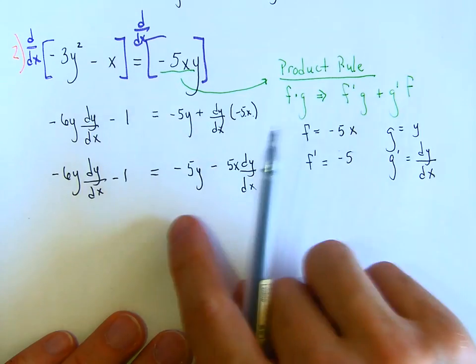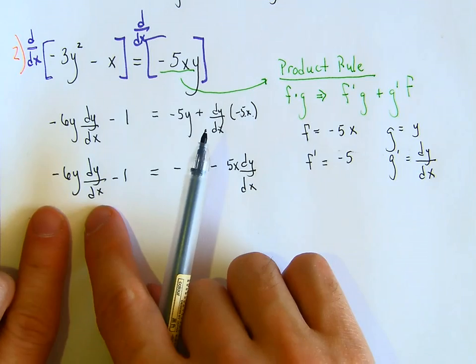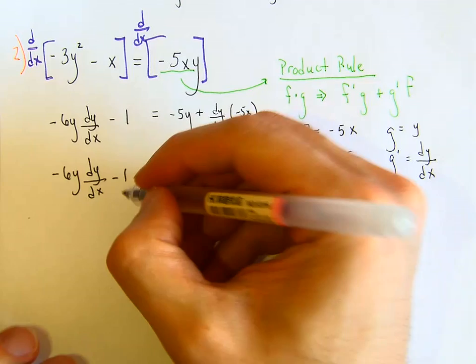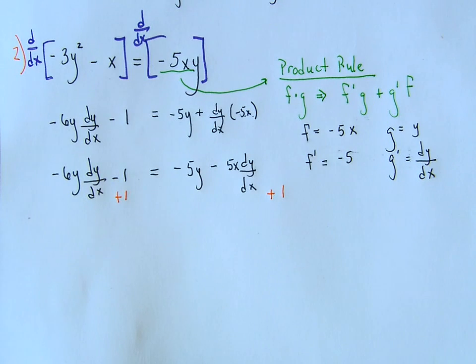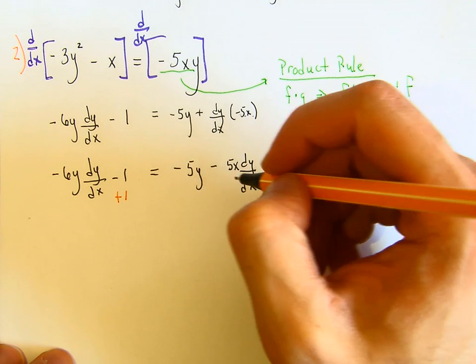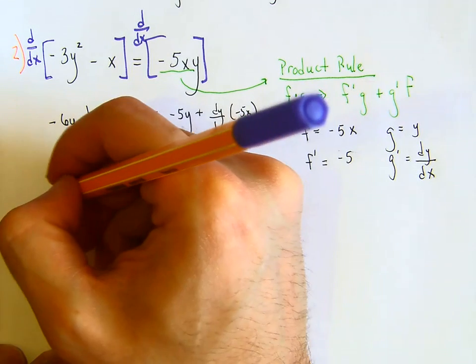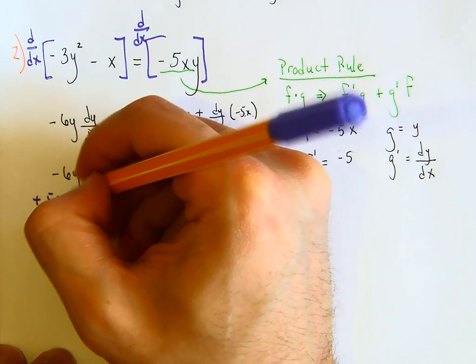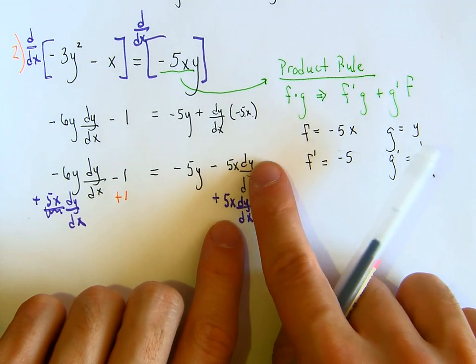Okay, now what's the next move once you get to this point? Get all the dy dx's on one side. Usually get it to the left side. Okay, so how would you do that? Let us add 1. We're going to also add 5x dy dx on both sides, plus 5x dy dx. So you're just going to bring the minus 1 to this side, and you're going to bring the negative 5x dy dx to the other side.